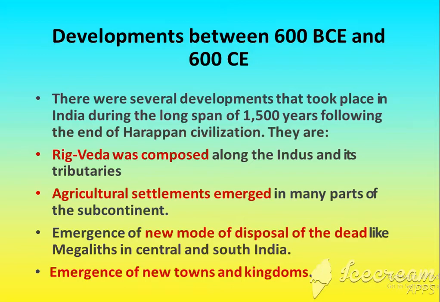After the end of civilization, we find the dispersal of people to different parts of India. Then we find the composition of Rigveda during this time along the river Indus and its tributaries. Agricultural settlements emerged in many parts of the subcontinent. Emergence of new model of disposal of the dead. Emergence of new towns and kingdoms.